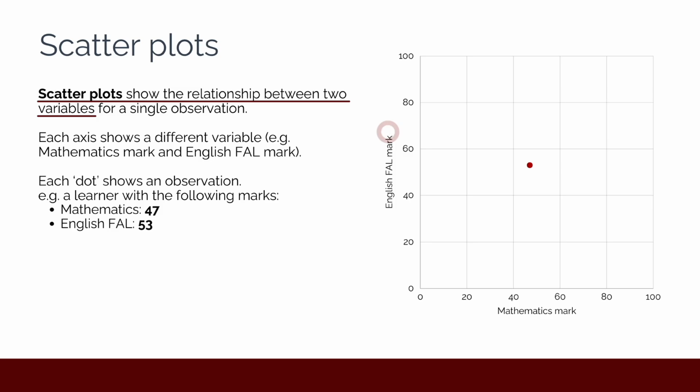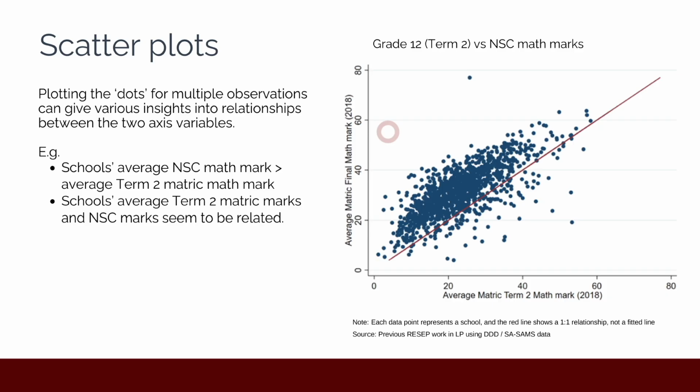Something to note here as well is that the dot doesn't necessarily have to represent a learner. It could also represent something like a school. So this example over here is from work that RESEP has done in the past, at school level, so each dot in this graph represents a school, and we were looking at the average maths mark of matric learners in term 2, how did that compare to the average maths mark of the same learners on the end of year examination?